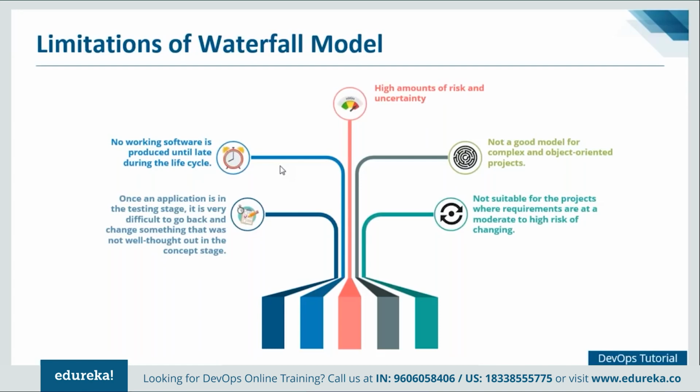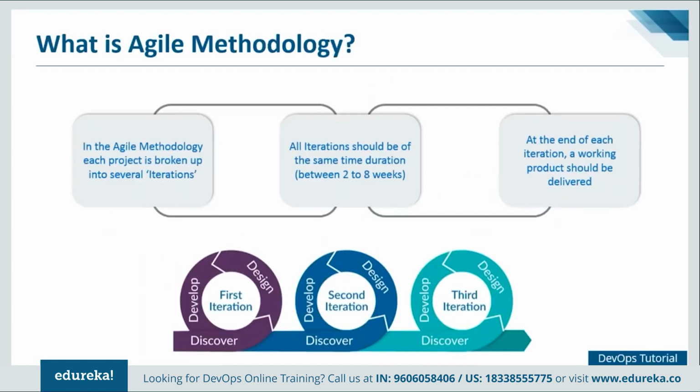So I hope we have understood what was the traditional waterfall model. What are the various limitations of this waterfall model? Now we are going to focus on the next methodology, that is called the agile methodology. Now, agile methodology is a practice that promotes continuous iteration of development and testing throughout the software development lifecycle of the project. So the development and the testing of an application used to happen continuously with the agile methodology.